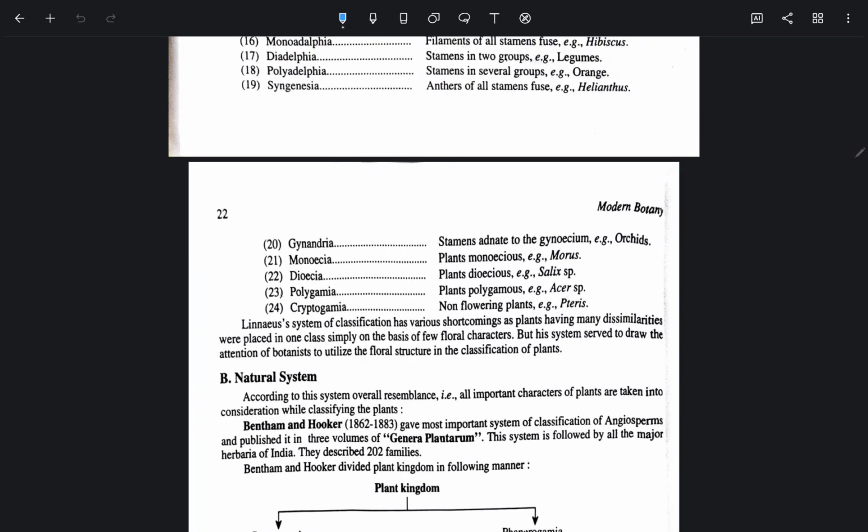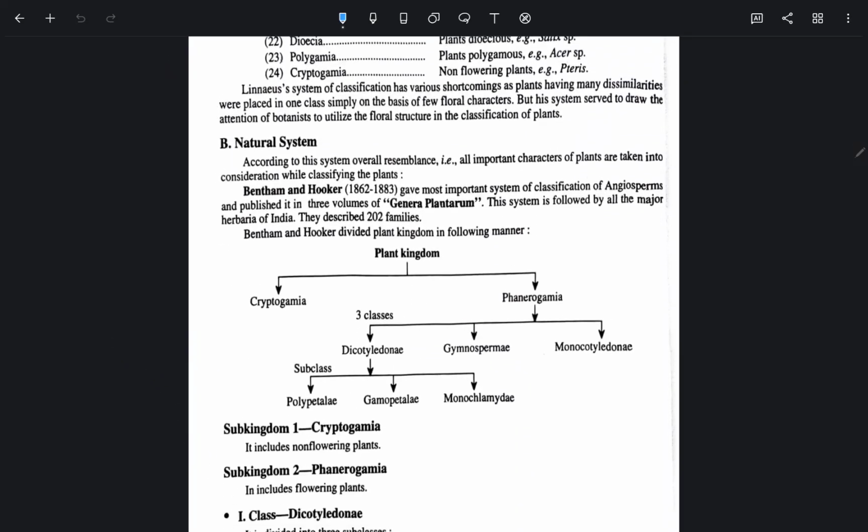Linnaeus' system of classification has various shortcomings, as plants having many dissimilarities were placed in one class simply on the basis of a few floral characters, but his simple system served to draw the attention of botanists to utilize the floral structure in the classification of plants.